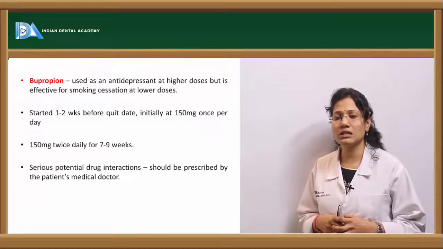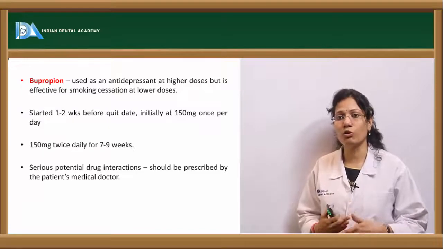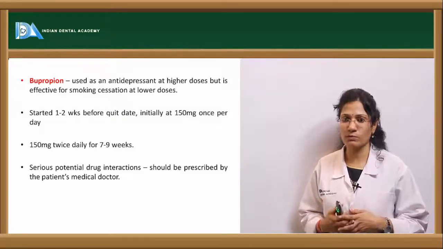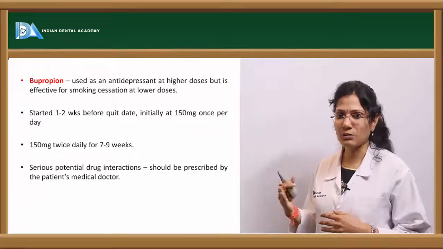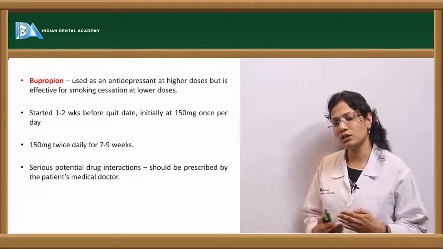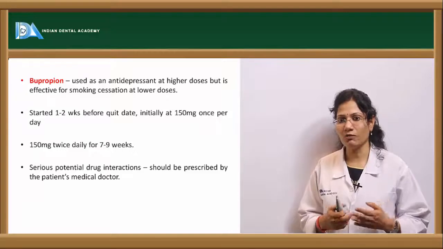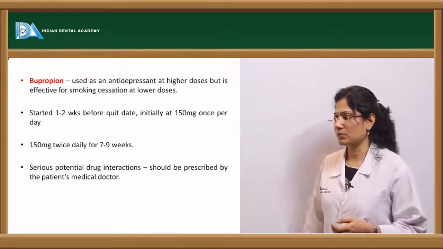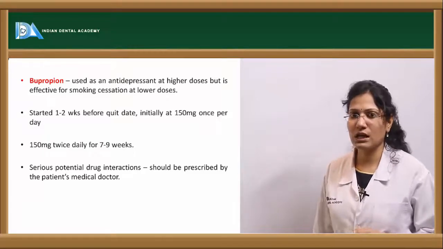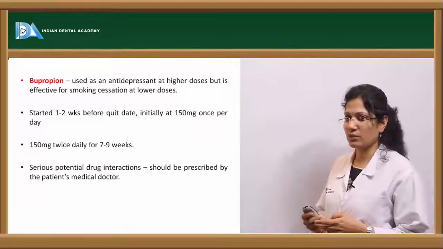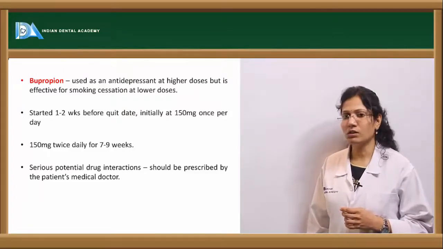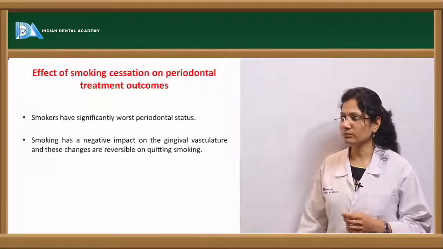This is usually started 1 or 2 weeks before the patient decides to quit smoking, at about 150 milligrams once daily. Then you can gradually increase to 150 milligrams twice daily, and continue it for about 7 to 9 weeks. You should know the potential side effects of these drugs, and if such side effects occur, you have to refer the patient to a medical physician.